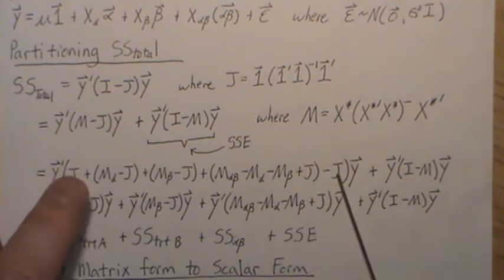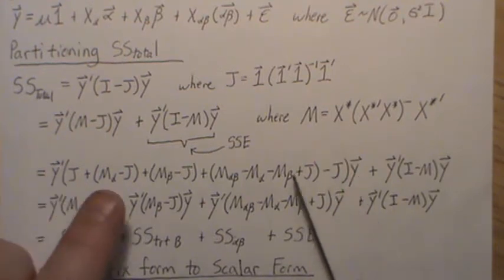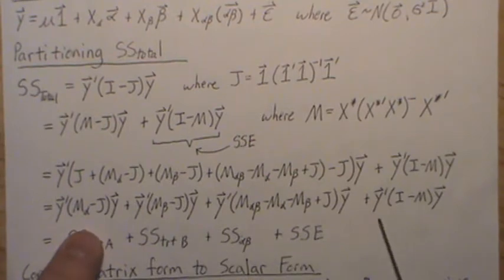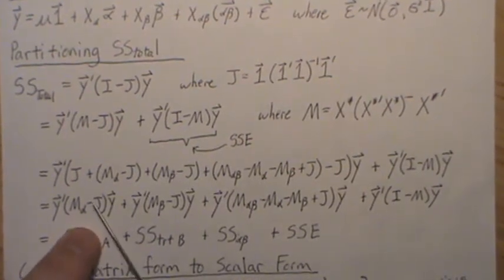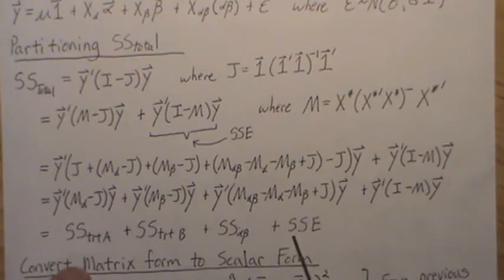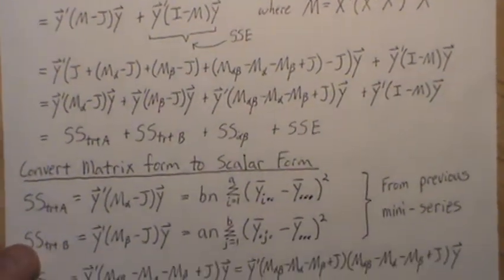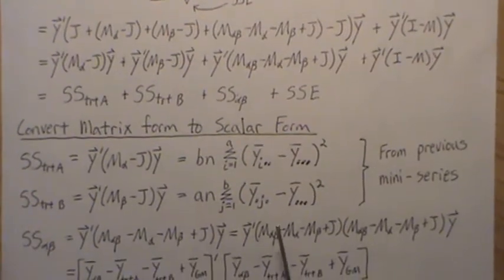Now the J and the minus J cancel. Then let's multiply these Y's in and we get this formula here. Well, that's the sum of squares for treatment A, sum of squares for treatment B. This is the sum of squares for the interaction, and then this is the sum of squared error. Now, to convert these matrix forms to scalar forms, that's what we do next.